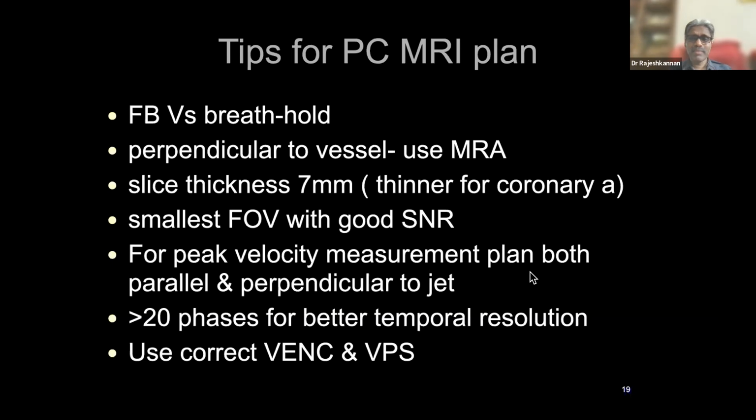For peak velocity measurements, you have to plan both parallel as well as perpendicular to the jet, so that you know where exactly the maximum velocity is, and try to use at least 20 phases for better temporal resolution. We also have to use the correct Venc and the views per segment.